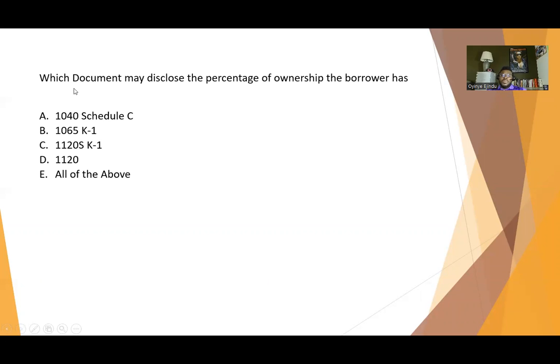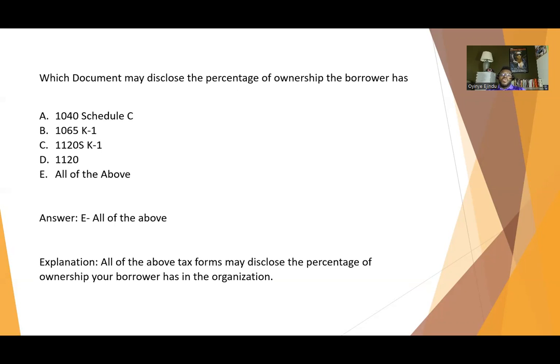Number two, which document may disclose the percentage of ownership the borrower has? Now here, this is asking about the percentage of ownership that a borrower might have in a business. A will be 1040 Schedule C, B will be 1065 K1, C will be 1120S K1, D will be 1120, and E, of course, will be all of the above. The answer in this case will be E, all of the above.